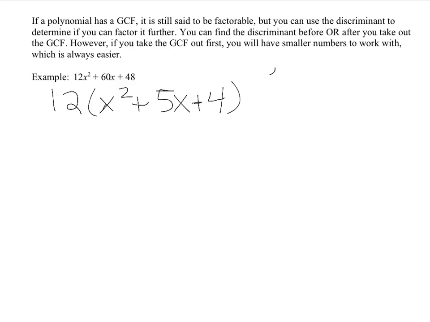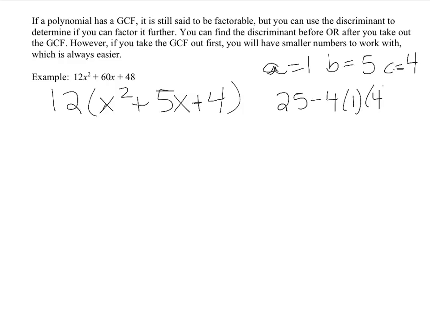In this case, A is going to be 1, B is 5, and C is 4. And so I'm going to do B squared. Well, 5 squared is 25, minus 4 times 1, because that's A, times C, which is 4. And so we multiply. 4 times 1 times 4 is 16, so I get 25 minus 16, which is equal to 9. And 9 is a perfect square.